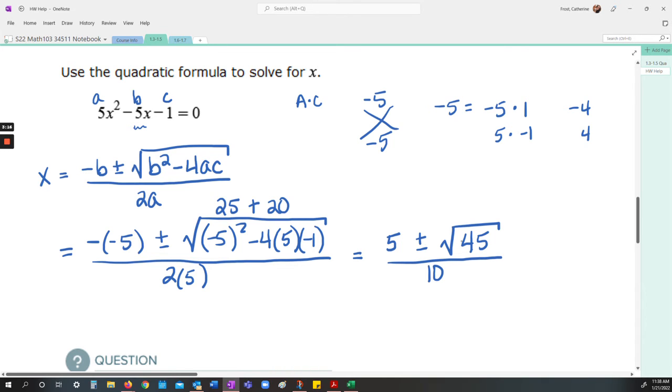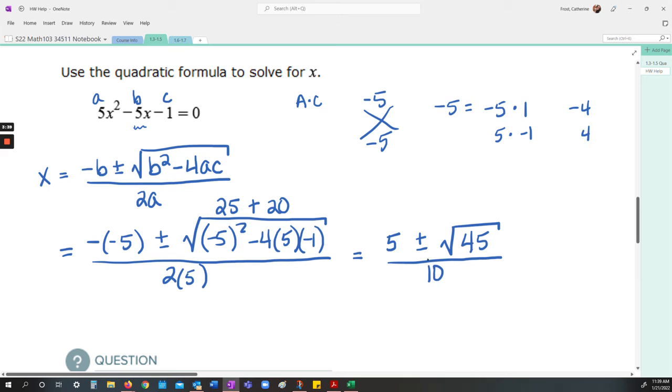So the fact that 45 is not a perfect square number tells us also that we were correct when we decided that this thing could not be factored. If this was a perfect square number like 49, that means we must have missed something up there. Okay, so also 45 is positive, so we're going to have real answers.